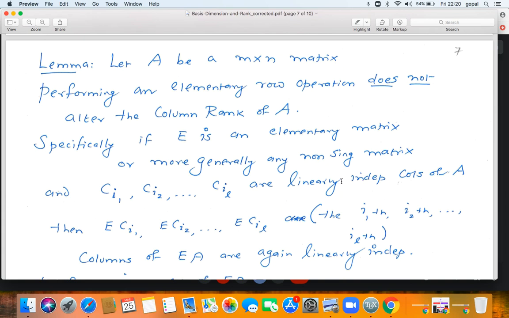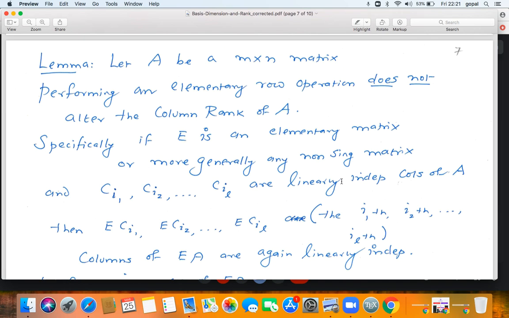We will prove a more precise result. Suppose E is an elementary matrix. Remember, performing an elementary row operation on a matrix is equivalent to pre-multiplying the matrix by the corresponding elementary matrix. So instead of physically performing the row operation, you simply think of EA, where E is the corresponding elementary matrix. Now, suppose, for example, you mark the columns of A which are linearly independent. Say the i1th column, i2th column, dot dot dot, ilth columns of A are linearly independent.